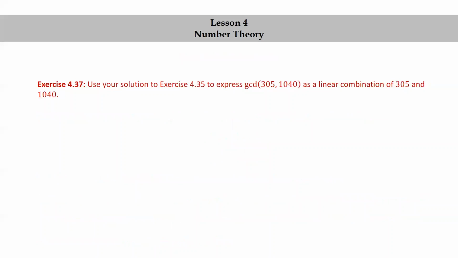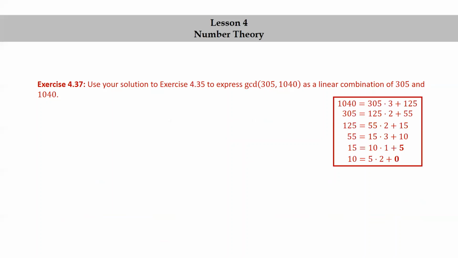Okay, another exercise. Use your solution to exercise 4.35 to express GCD of 305 and 1040 as a linear combination of 305 and 1040. Okay, go ahead and pause the video, try this yourself, and then resume the video to check your answer. Okay, I'll start by writing down the solution to exercise 4.35. I'm also going to color code it so it's easier to follow the steps.